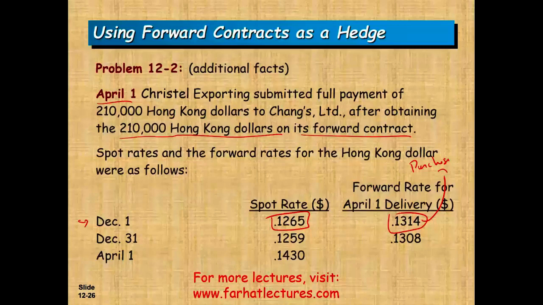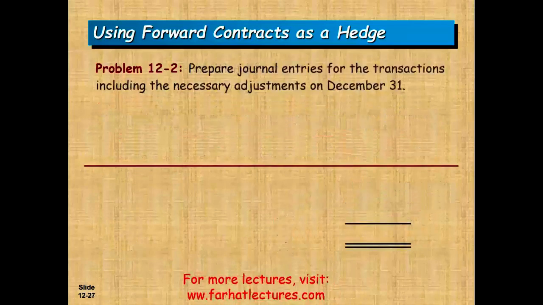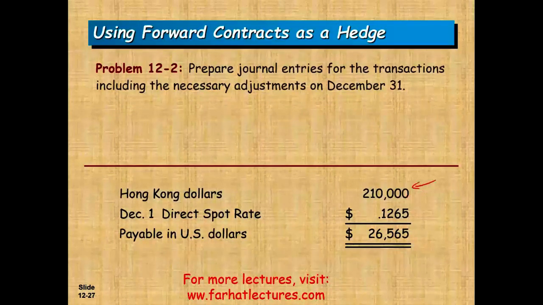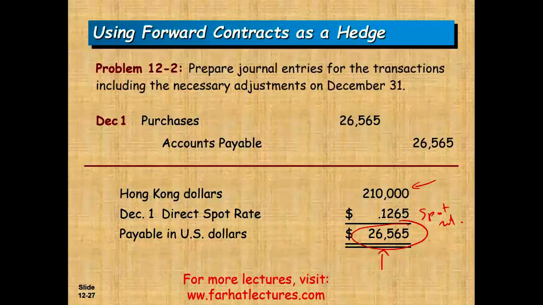Basically, what we have to think about is that you have two transactions. What do I mean? Let me show you the two transactions. One is you have to record the purchase. And what's the purchase? The purchase is 210,000 worth of goods from a Hong Kong company. You record that at the spot rate, and the spot rate is 0.1265. Therefore, you have an accounts payable of 26,565. So this is one transaction. You debit your purchases and you credit your accounts payable, based on the spot rate, because this is the rate you need to record the transaction today.